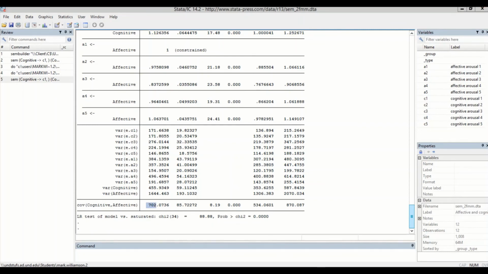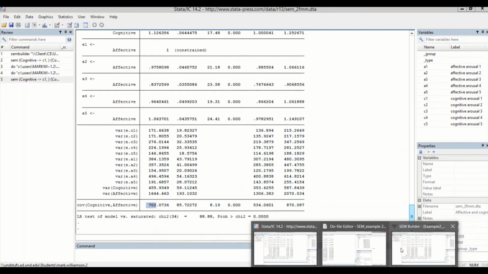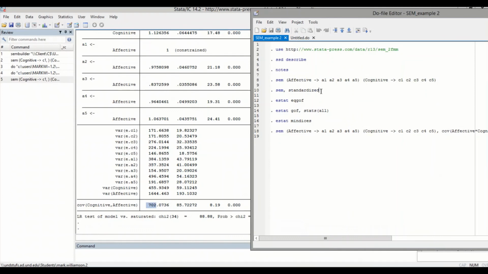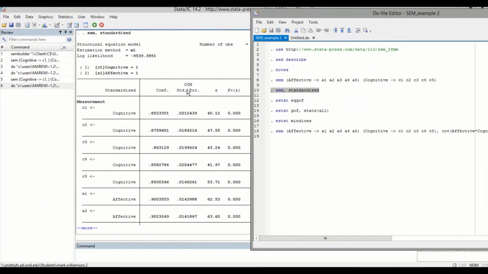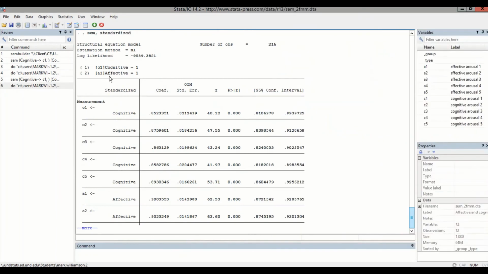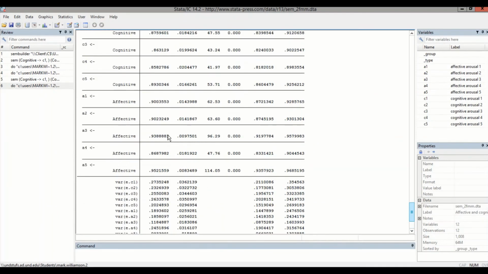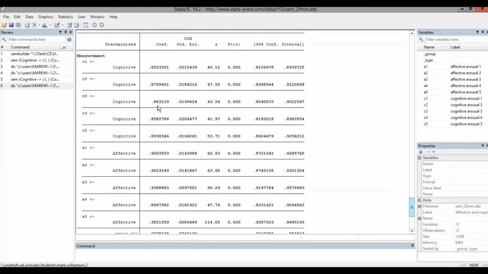So one thing we can do is standardize our variables by adding this to SEM. When you run SEM, if you run standardize, we'll actually standardize them. So then these are set to 1. So these coefficients are essentially like covariance, or sorry, not covariance, correlation.